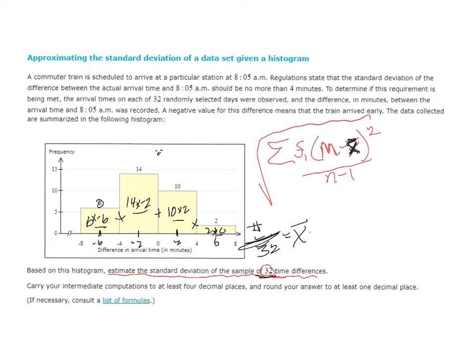All right, so do the calculations. That comes out to be -1. All right, so this -1 goes into this part of the formula right here. All right, so this M here stands for the midpoint of each bar.